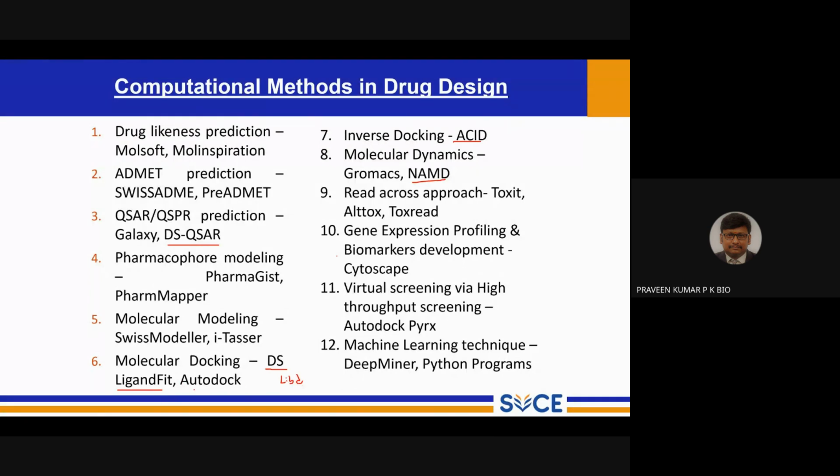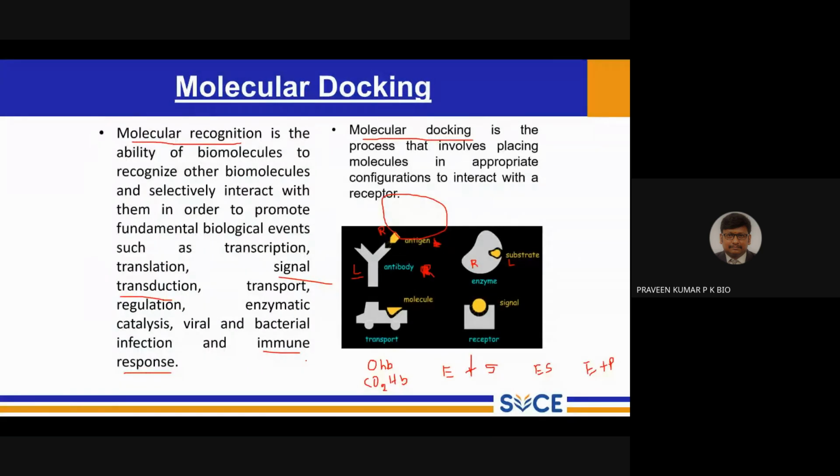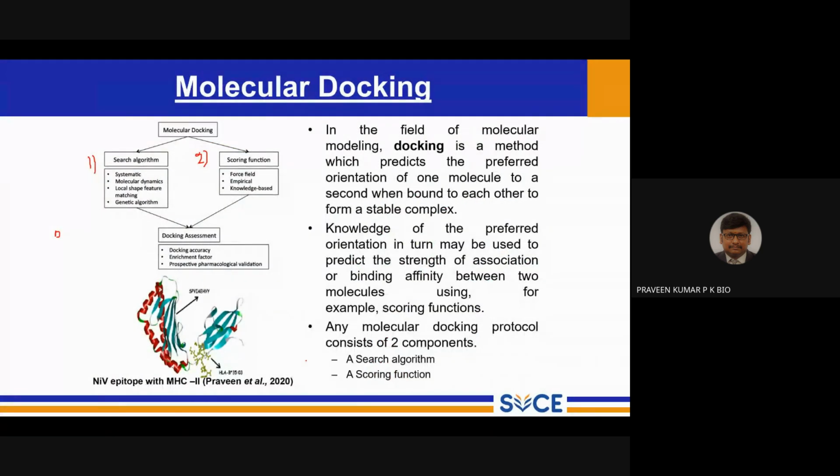instead of Ligand Fit. So not only do we have single molecule, single target docking or multiple molecule, single target docking, we also have modules for docking protein versus protein. So we have plenty of modules in Discovery Studio. It's a package. One can try anything with commercial software.